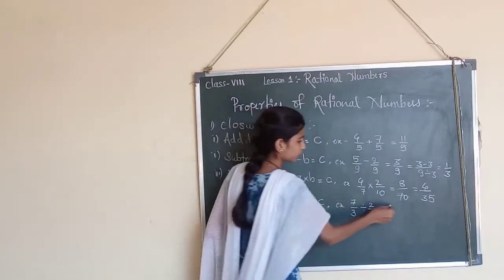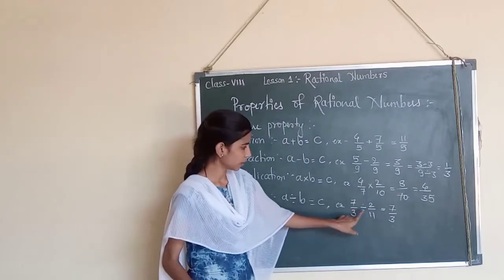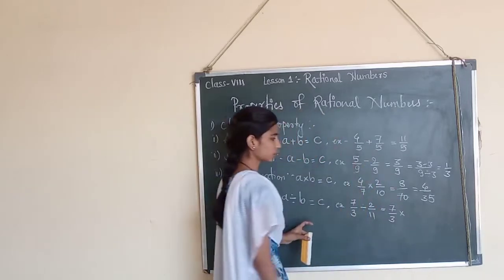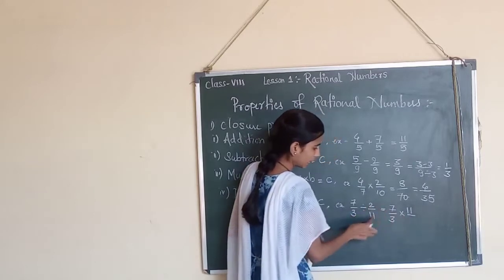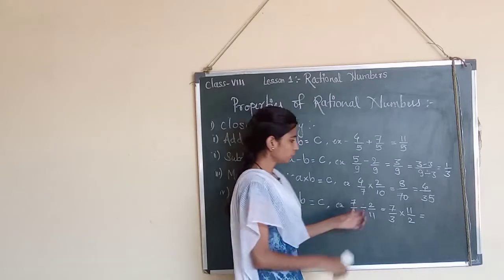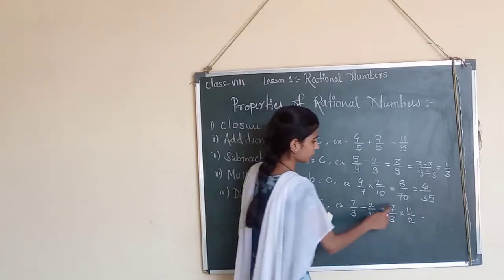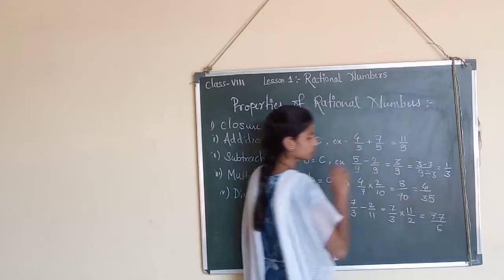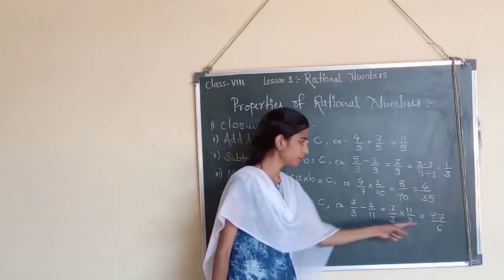When you divide, what can we do? We can keep the first rational number as it is, and in division we will use its opposite, means multiplication, the inverse operation, and 2 by 11 can be written as 11 by 2. Now, we know we need to multiply numerator into numerator, denominator into denominator. 7 elevens are 77, 3 twos are 6. Here we can say that division of any two rational numbers will be a rational number.